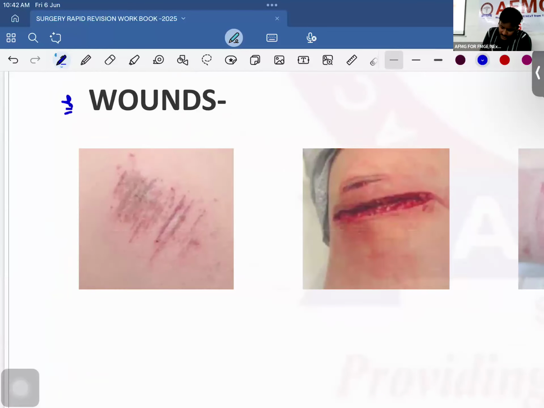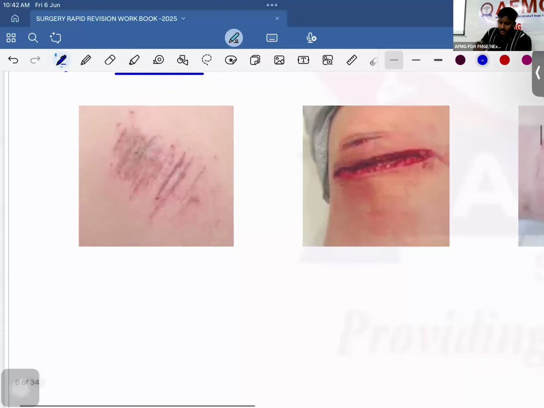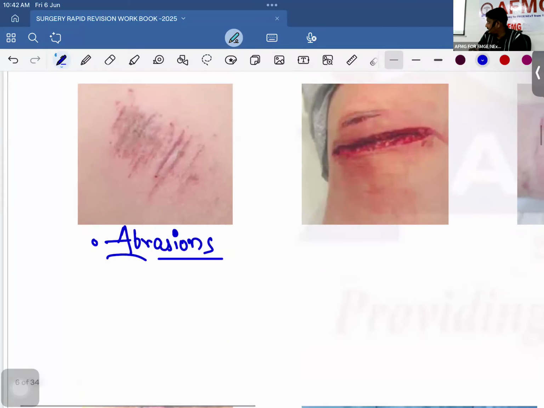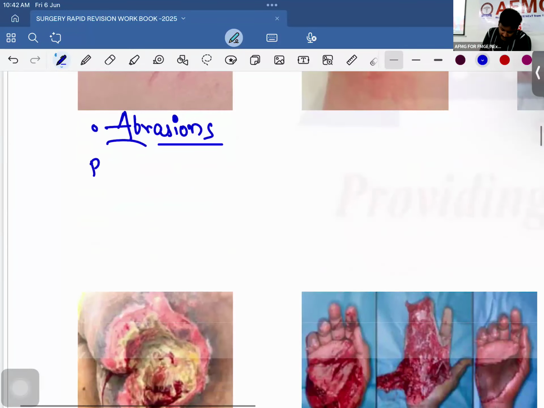When I talk about wounds, please remember that the first one is a superficial epidermal injury. This superficial epidermal injury, which looks like a scratch mark, is going to be an abrasion, beta. We know that abrasions happen when the skin has friction with a very rough surface. They usually happen due to a blunt trauma. That is important. So friction or a blunt trauma is known to cause abrasions.